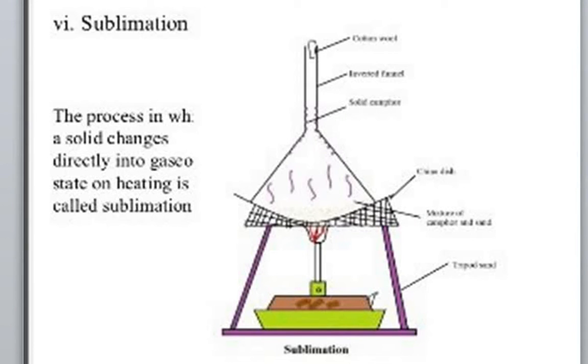The last separating method for a mixture of solid with solid is sublimation. First, let's understand the process of sublimation. Sublimation is the changing of a solid directly into its vapor state. It is used to separate solids which sublime easily from substances which do not sublime. For example, naphthalene, camphor and iodine sublime on heating and they are separated from sand, salt and sugar.